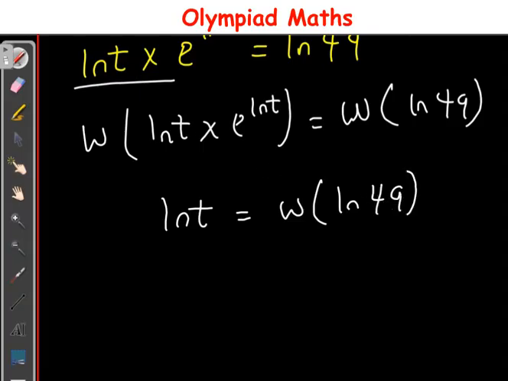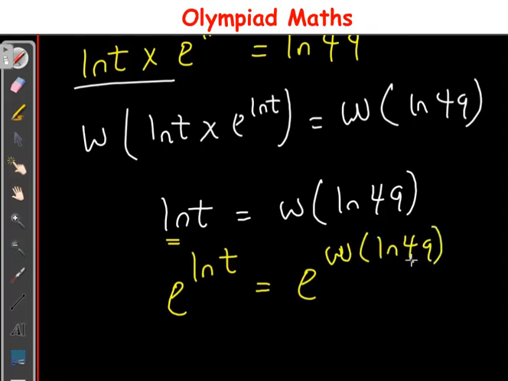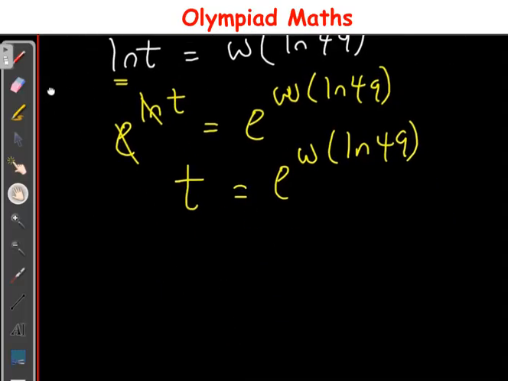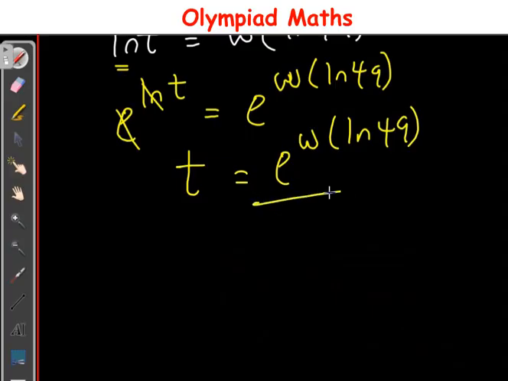Now at this junction, the next thing we're going to do is to remove this ln from here to solve for t. And to remove this ln from here, we're going to introduce e. Now you see e raised to power ln t is equal to e raised to power W of ln 49. From here, if we cancel ln, what do you have? We have t is equal to e raised to power W of ln 49. Now, with this, we have gotten the value of t.